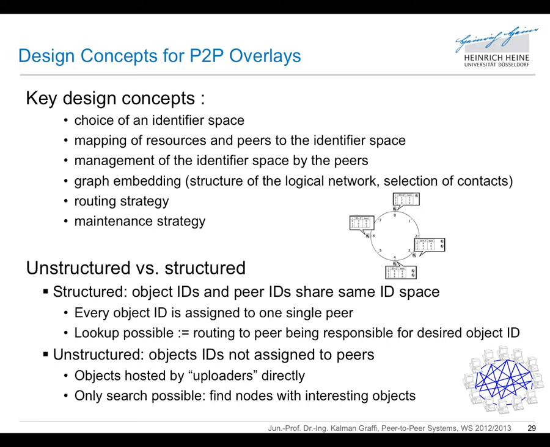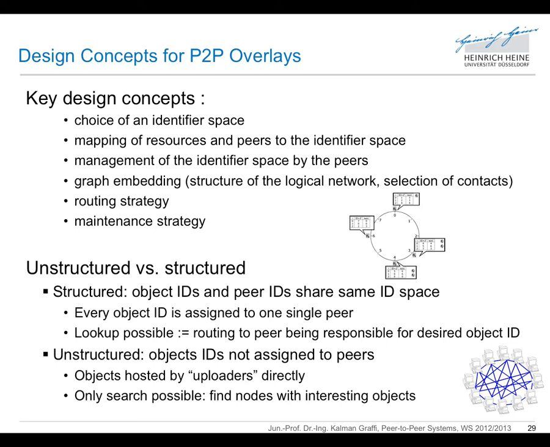The first one are the structured peer-to-peer overlays, where we have clear object IDs, we have peer IDs, and they are both in the same ID space. So if the ID space is from 0 to 2 to the power of 160, then both the peer IDs and the object IDs are in this interval. And the clever part, why it's called structured, is that every object ID has a node responsible for it. So every object ID is assigned to one single peer.